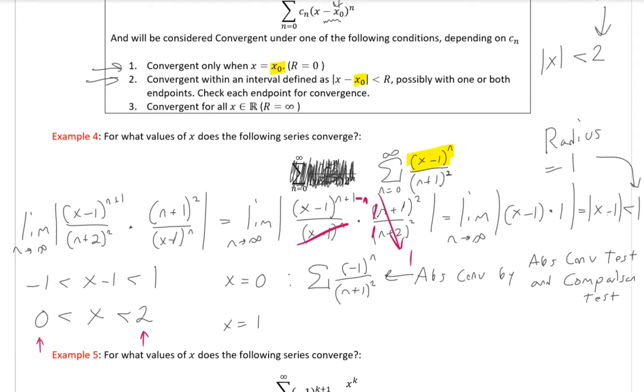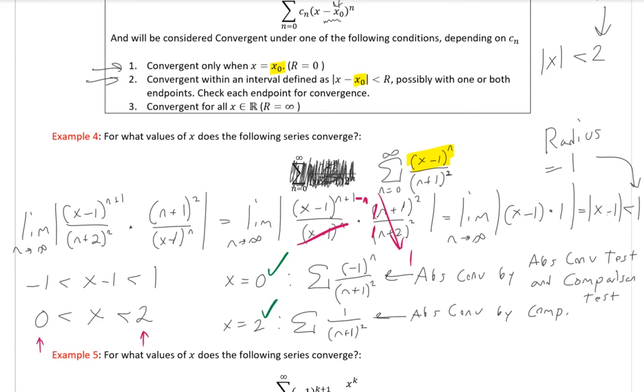If x is equal to, in this case, 2 rather, we have the summation of (2 minus 1), which is 1 to the n power, over (n plus 1) squared. This we know absolutely converges by the comparison test again. That means both 0 and 2 work.